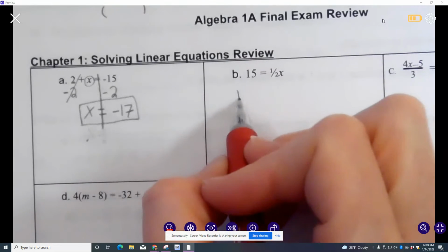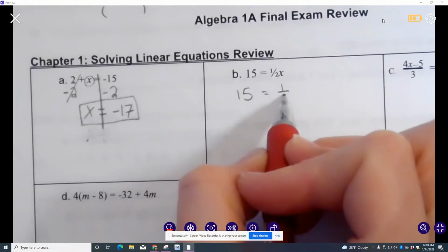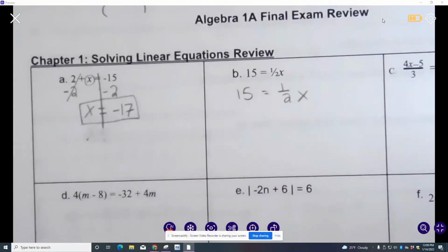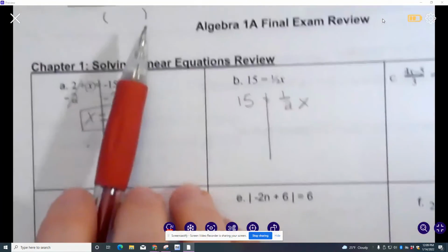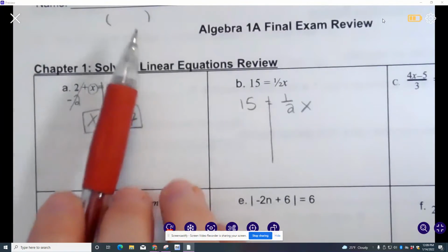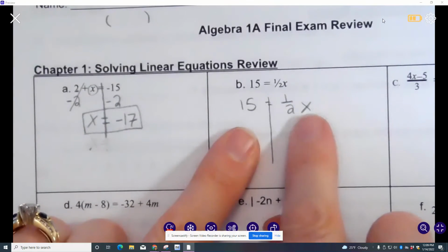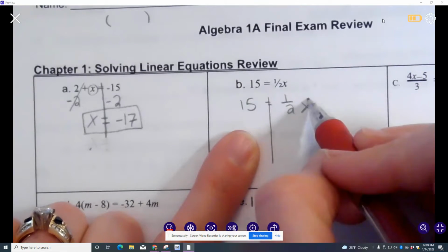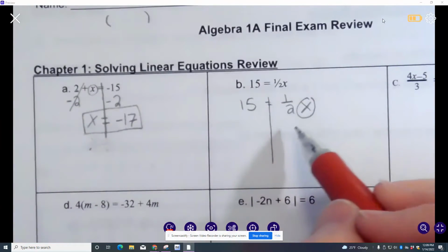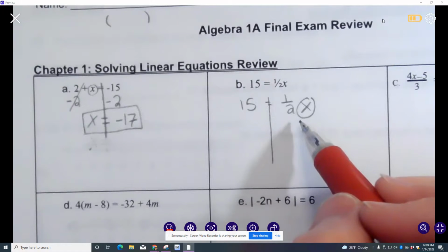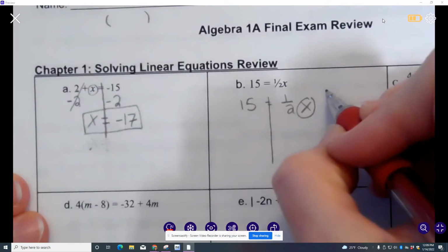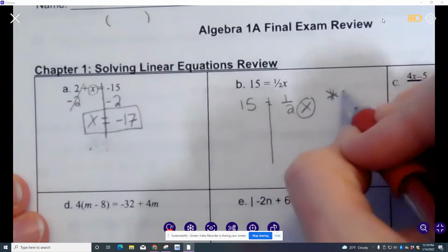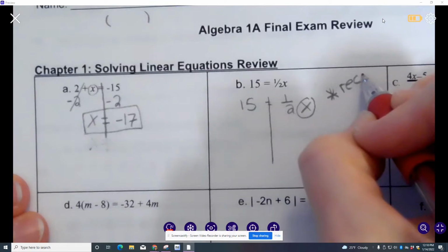This one, I'm going to ask you to rewrite that fraction like that, how we're used to seeing it. Draw your line. Check for your parentheses. No parentheses. Okay, how many variables do we have? One variable. Circle it. It has a 1/2 multiplied by it. We need to divide both sides by 1/2 to undo multiplication.